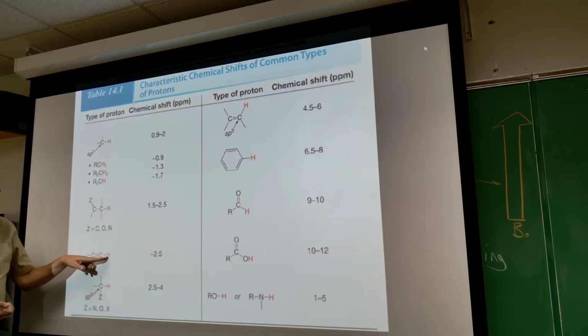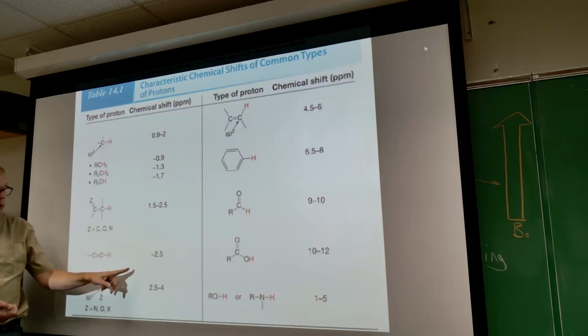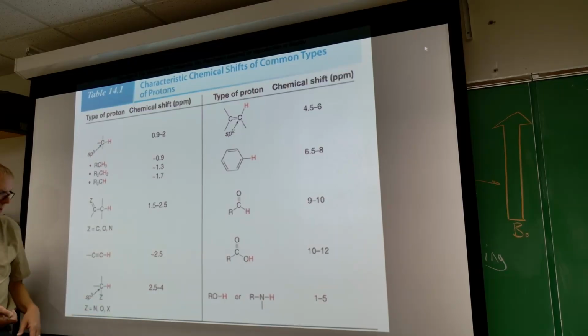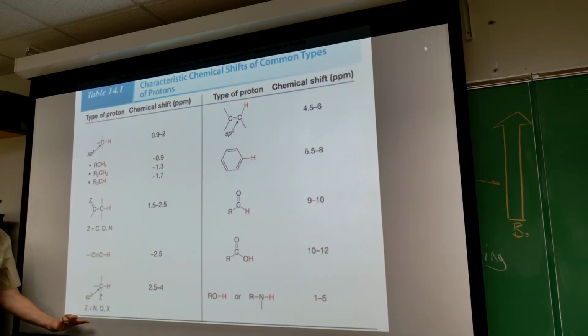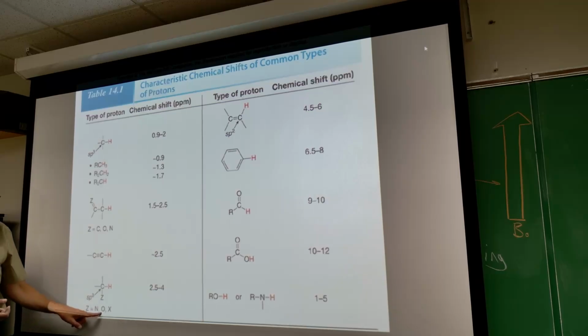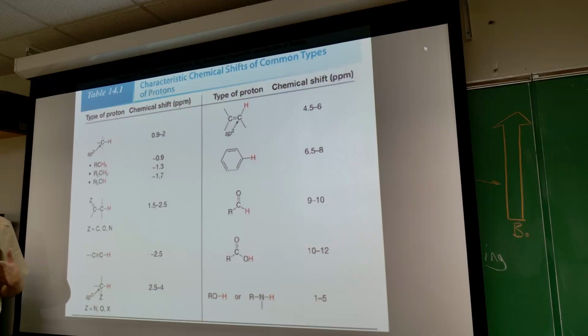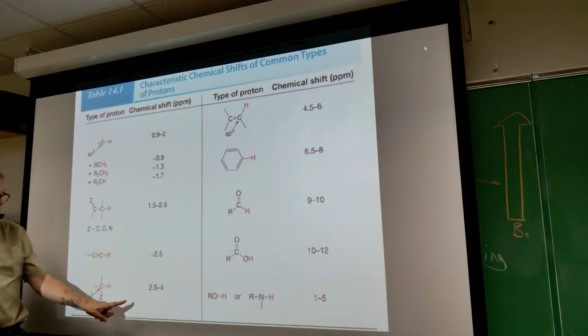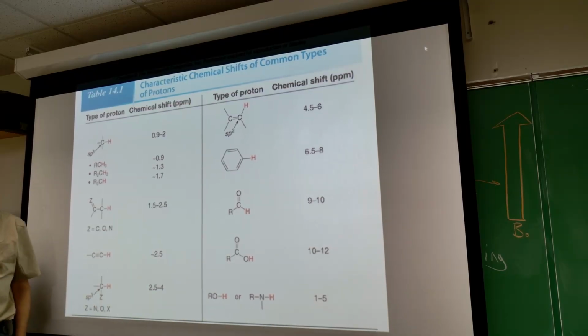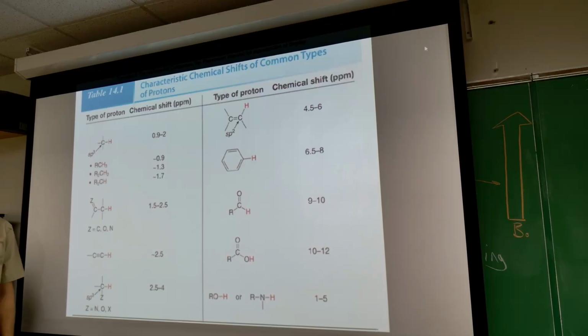Being attached directly to a triple bond causes a proton to show up at about 2.5 parts per million. This is one that's real common, and we're going to see these a lot: if you're a proton on a carbon that's attached to an electronegative Z group. This would be a nitrogen, an oxygen, or a halogen. These are de-shielded even more, and it says 2.5 to 4. It depends on the electronegativity of the atom.